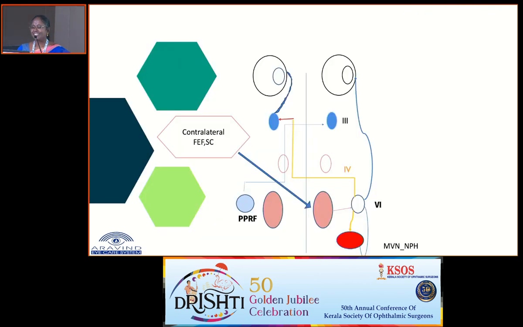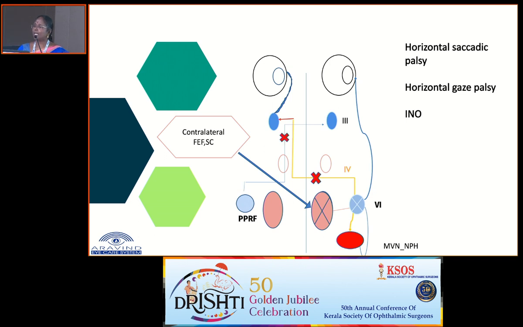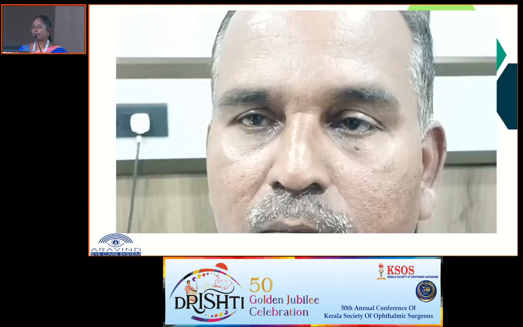Okay, fine. So whenever you have a lesion in the PPRF, you have a saccadic palsy. When you have the lesion in the sixth nerve, it is a gaze palsy. In the MLF, it is internuclear ophthalmoplegia. Bilateral MLF, it is a wall-eyed bilateral internuclear ophthalmoplegia. With the PPRF and MLF, it is one and a half syndrome.